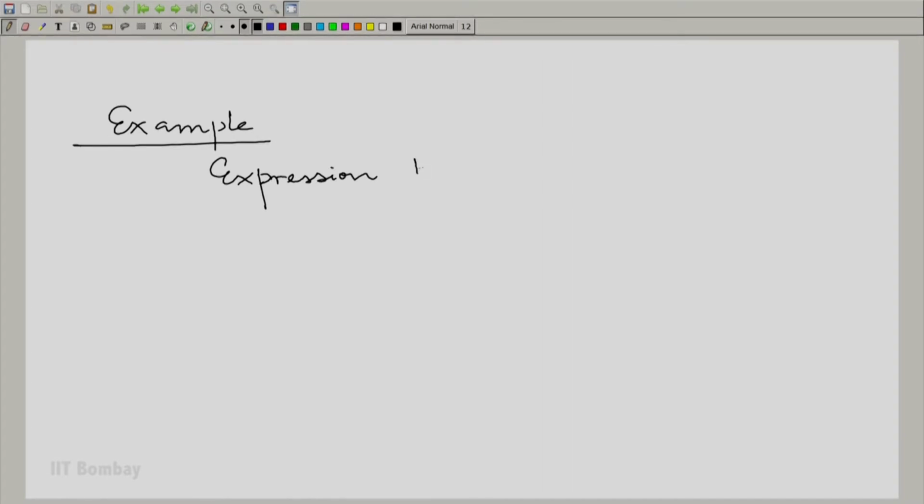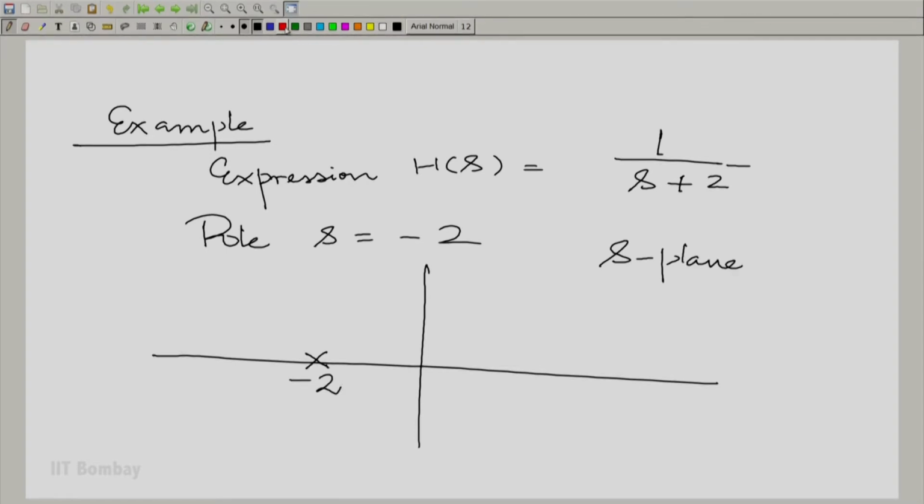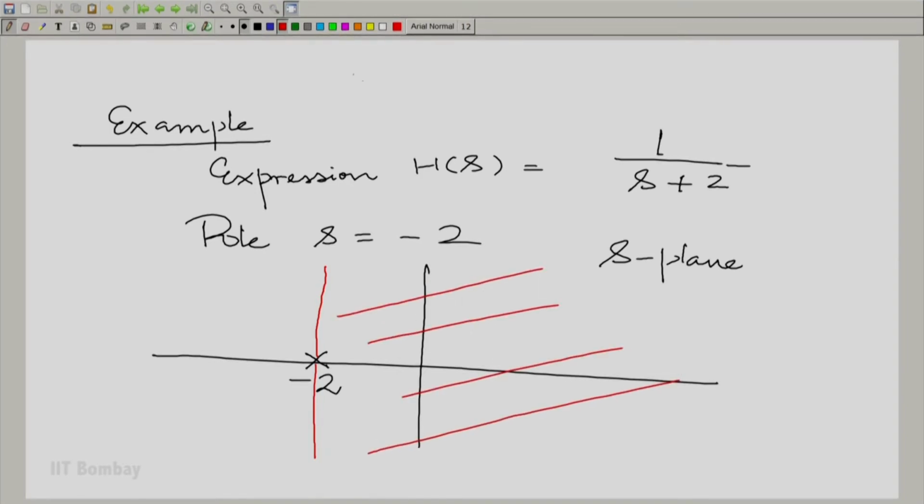Let us take the expression H of S to be common to two different situations. And once we do this, we have identified the pole. The pole is at s equal to -2. Let us sketch it in the S plane. And therefore, you have two possible regions of convergence. Let us identify them. This is the dividing line between those two regions of convergence. This is one region of convergence, and the other one I am going to show in green.